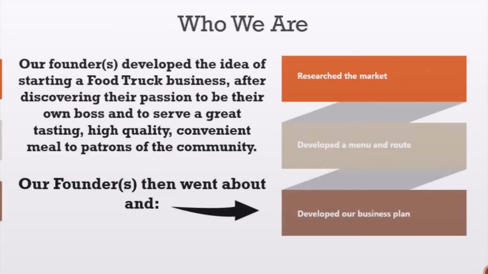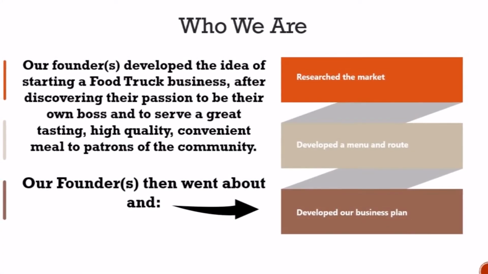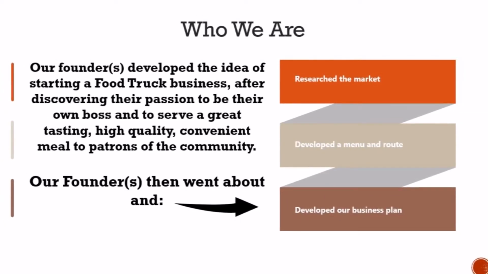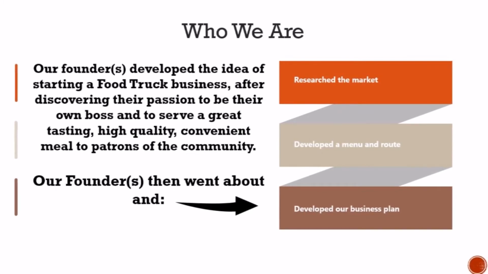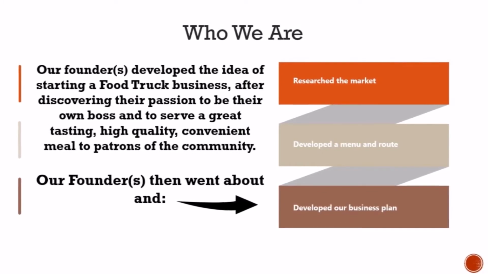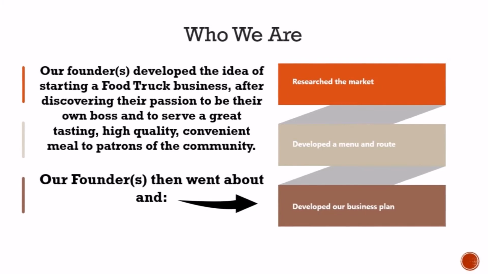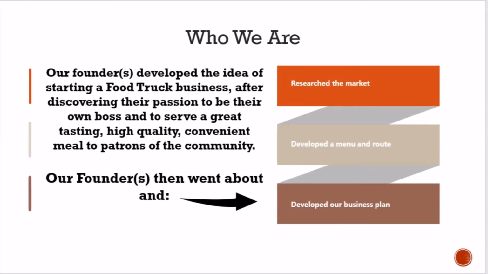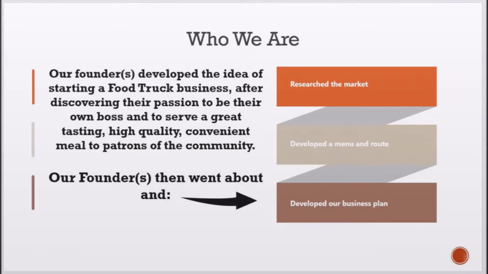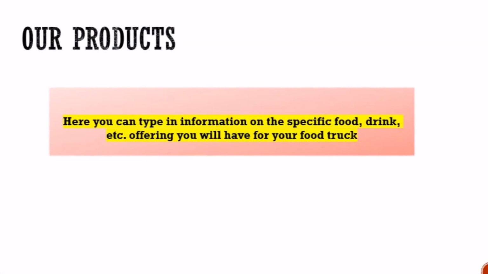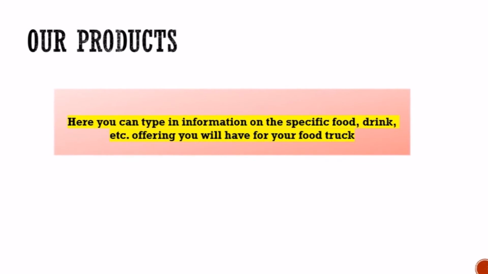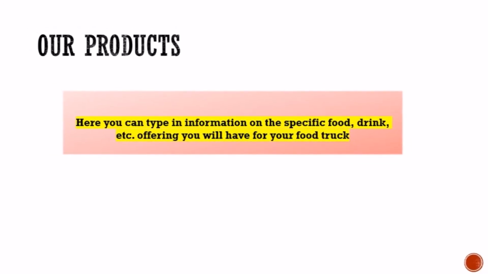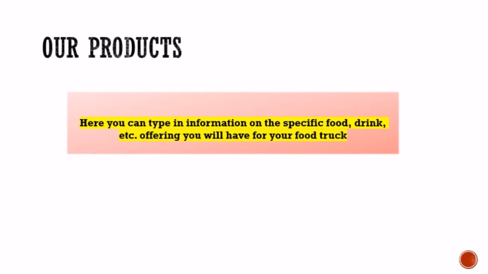The next slide is who we are. The PowerPoint template provides a general overview for a founder that can be used. If you would like to put bios of the founder/founders on this slide, you can go ahead and do that. The next slide has a yellow highlighted area where you will need to enter the specifics for the type of food offerings your food truck will serve.